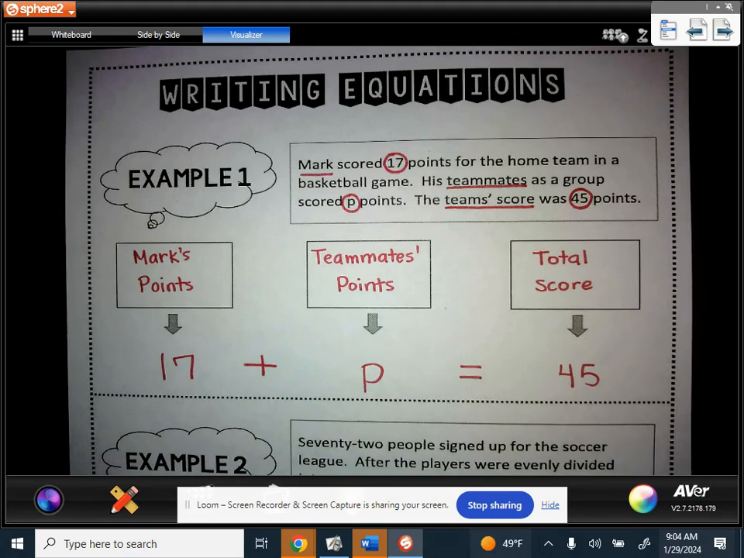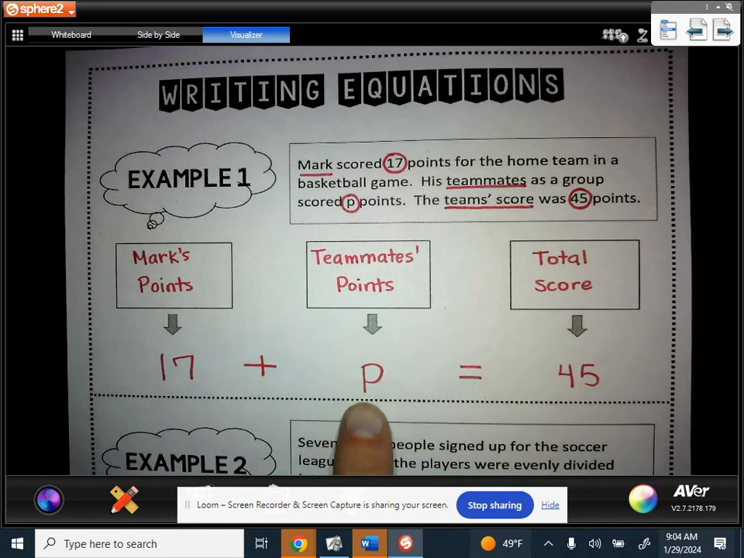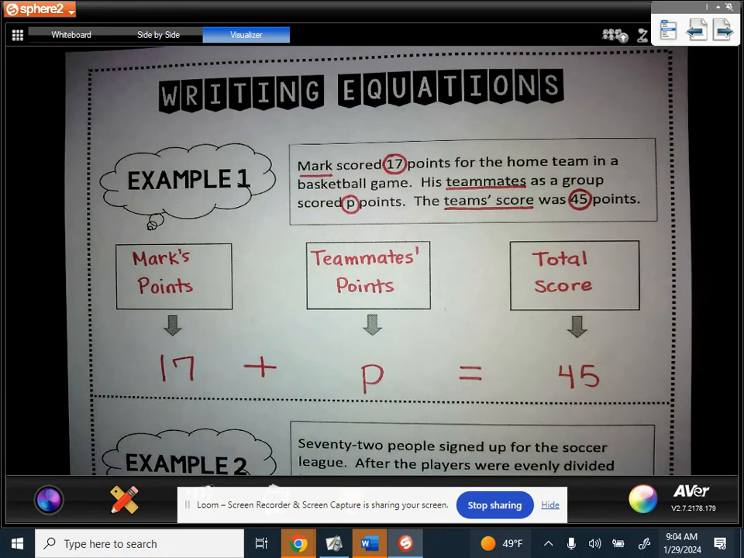But the reason this is not a subtraction equation is two things. Remember, if we want to figure out the total score, we would put Mark's points and his teammates' points together. We would add them together. And the other thing is that subtraction would come in when we went to solve this equation. So if you think about what we've learned about solving, when we want to get P by itself, we would subtract 17 over here because 17 minus 17 would be 0. That would go away. We would do that on the other side too. And that's how we would figure out what P equals.